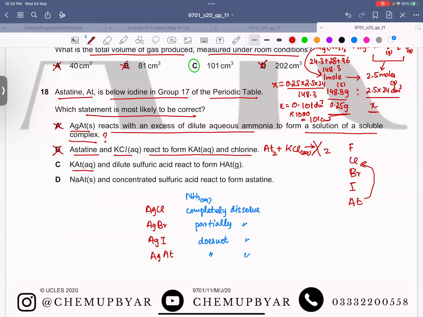KAt aqueous and dilute sulfuric acid react to form HAt. What do you think about this statement? Is it correct or wrong?